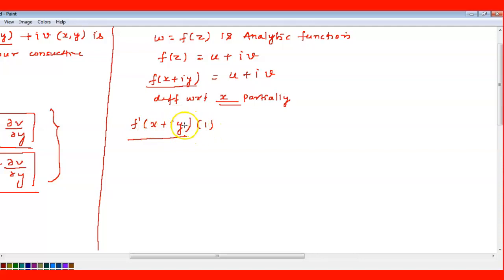Any doubt till here? For example, if the function is sine of x square plus y square, what do you write? Cos of it as it is, chain rule, and then x square differentiation is 2x and y square is 0. Like that only we are doing. Now in the right hand side you can write del u by del x plus i into del v by del x. This one consider equation number 1.